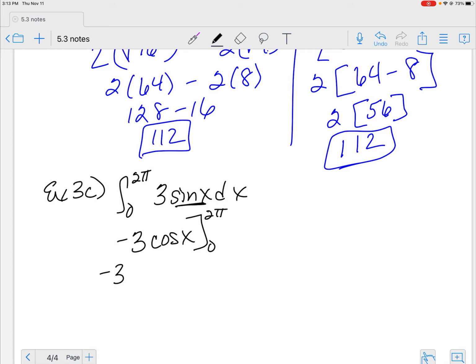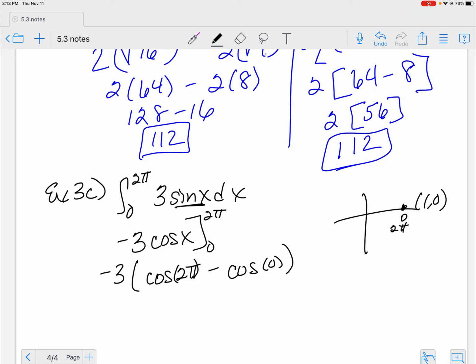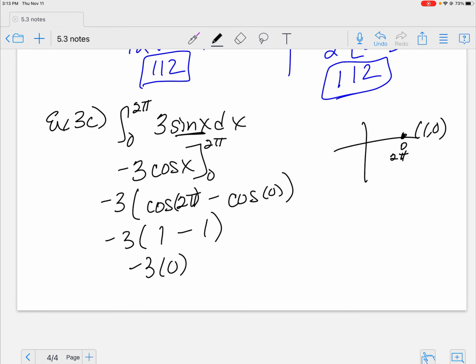So I've got negative 3. Now here's one where I'm going to keep that negative 3 out front because I don't want to mess with it. I don't want to mess with a negative sign. So I've got the cosine of 2 pi minus the cosine of 0. So what's the cosine of 2 pi? Yeah, it's at that same place, right? If I'm looking at 0 and I have 2 pi, they're at the same place. So I've got negative 3 is 1 minus 1. Well, what's 1 minus 1? 0. What's anything times 0? 0. What? How is that possible?